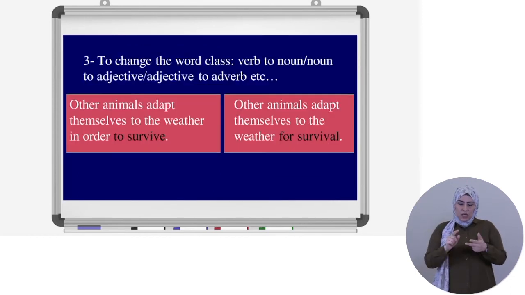Another way you can also change the sentence is to change the word class from verb into noun, adjective into adverb. For example, other animals adapt themselves to the weather in order to survive. Focus here, to survive is a verb. If I want to change it, I would say, other animals adapt themselves to the weather for survival. Simple change, I paraphrased.